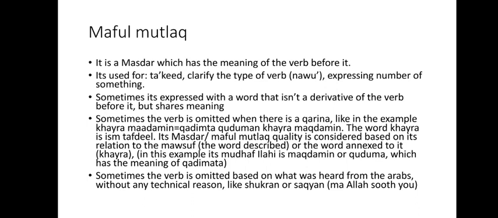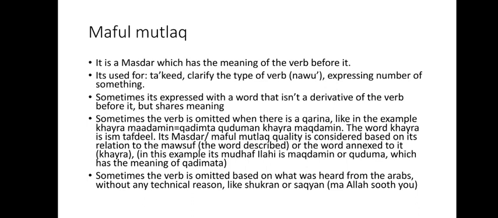Sometimes the verb is omitted when there is an indication, a qarina, like in the saying khayra maqdamin, which just means welcome. It literally means qadimta qudumanan khayra maqdamin. The word khayra is ism tafdeel, which means it's a superlative noun. It's used to compare and show what's better than the other. In this case, khayra is ism tafdeel, and its masdar and maf'ul mutlaq quality is considered based on its relation to the mawsuf, the word being described, which is coming, arriving, or the word which is connected to it.